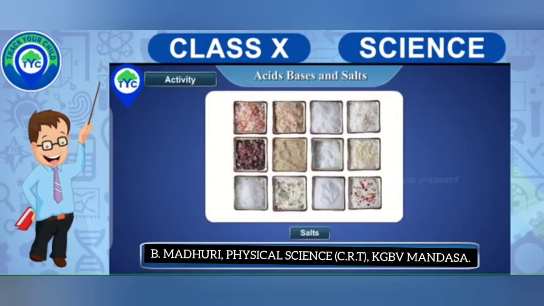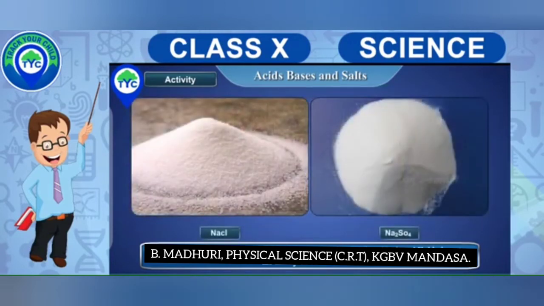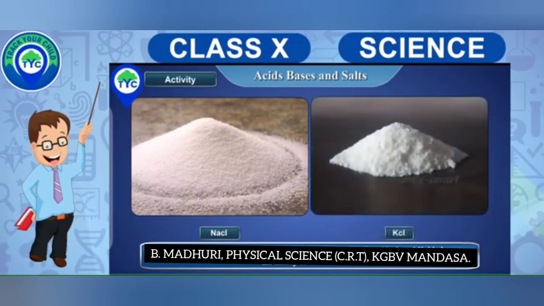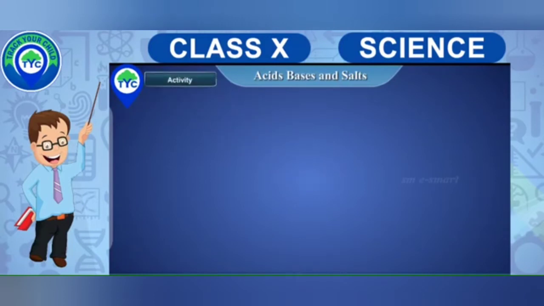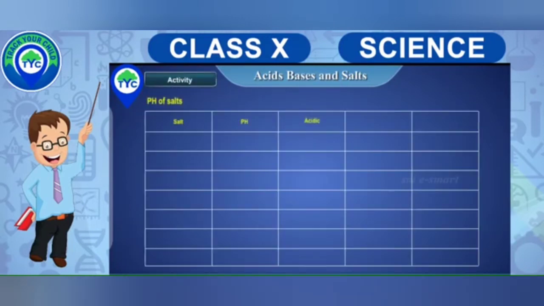Salts having the same positive or negative radicals belong to a family. Example: NaCl and Na2SO4 belong to the family of sodium salts. Similarly, NaCl and KCl belong to the family of chloride salts. pH of salts: salt, pH, acidic, basic, neutral.